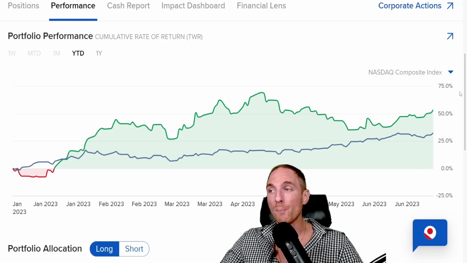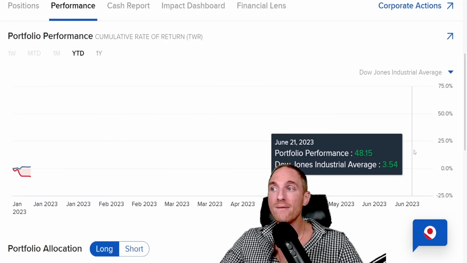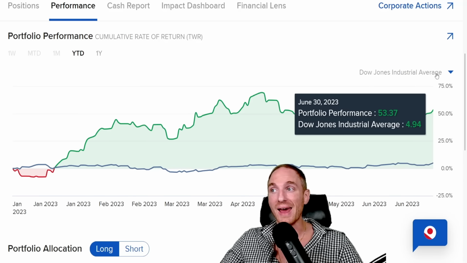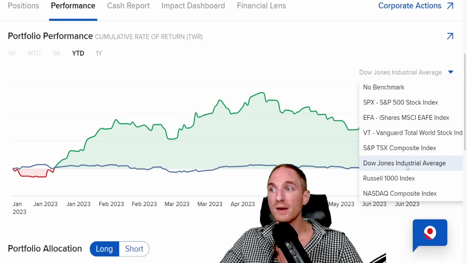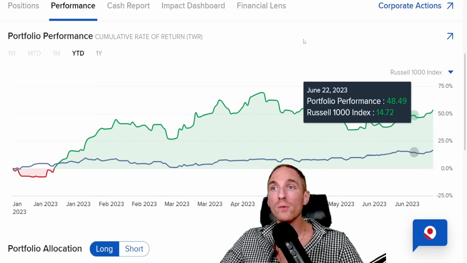We are even outperforming the NASDAQ, right? I'm up 53%, over 53% on the year. The NASDAQ is trailing at about 32%. We are outperforming every single other index in the books. We're outperforming the Dow Jones by a heavy margin. These are all your value stocks, right? We're outperforming the Russell, which are your small cap growth stocks. So we are doing very, very, very well.